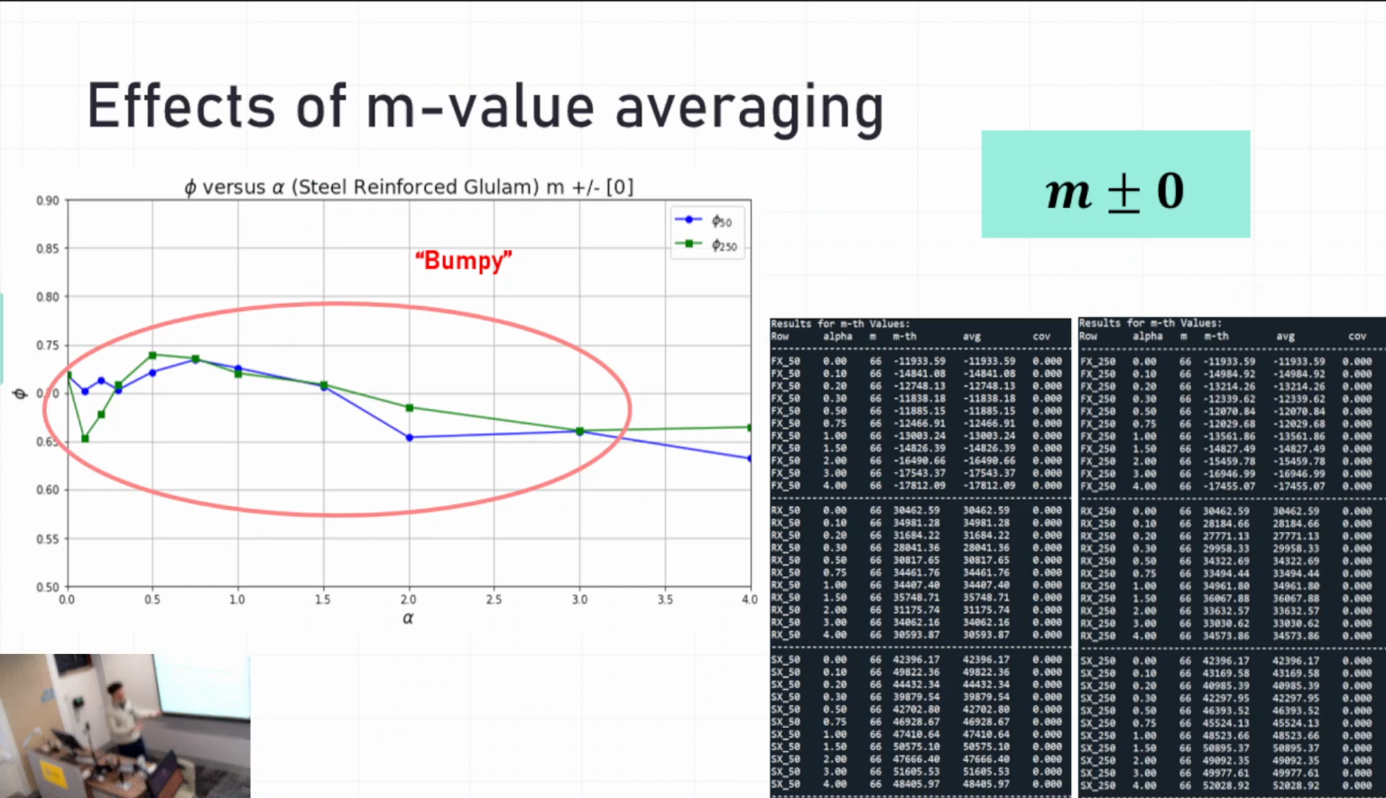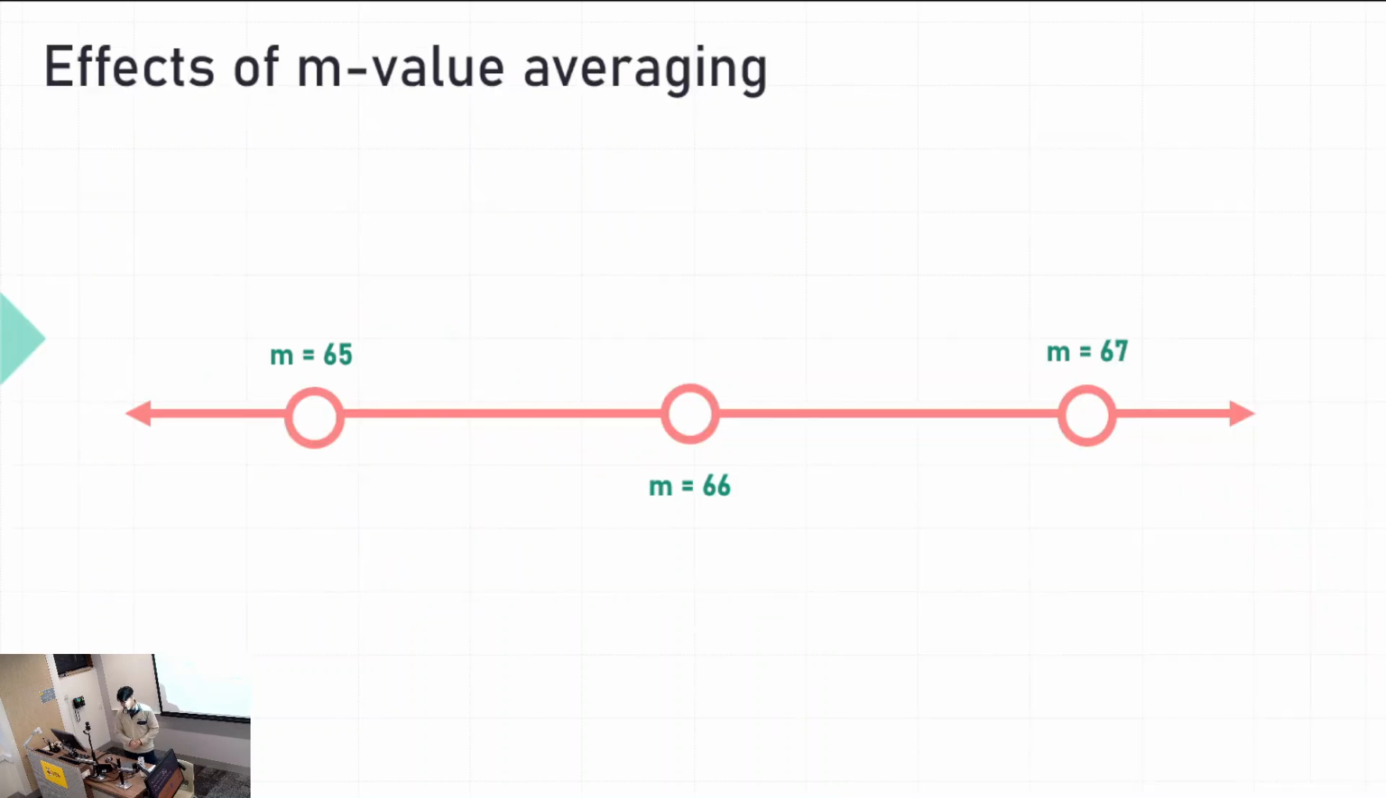Okay, so doing that gives us essentially a bumpy curve. It's a little bit inconsistent. Here I've drawn 2 lines. The blue line is for an area of 50 meters squared, and the green line is for an area of 250 meters squared. But even these 2 lines aren't really agreeing with each other in terms of shape. And that's because of something called M. It's essentially how phi is actually calculated when we observe a data point.